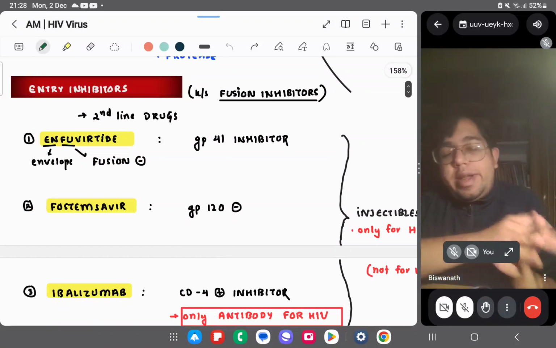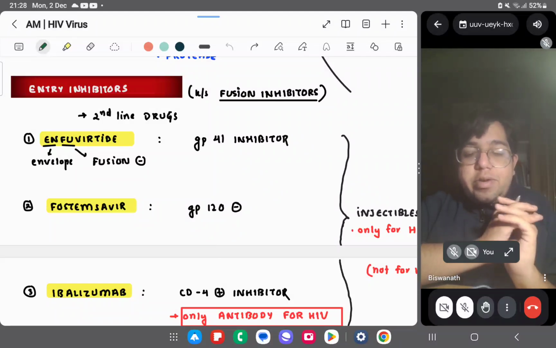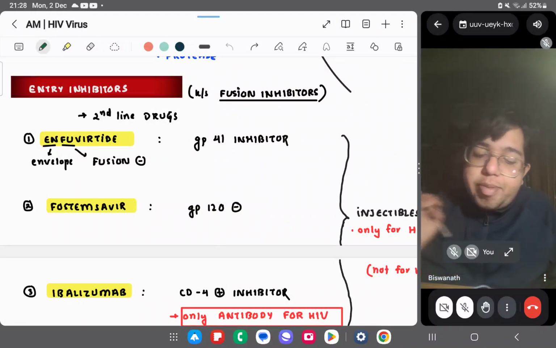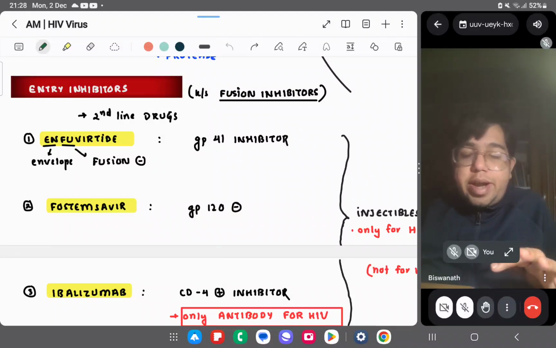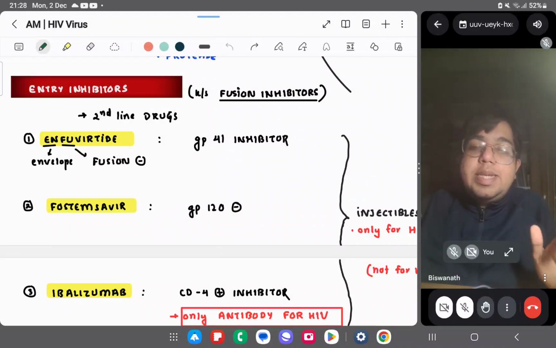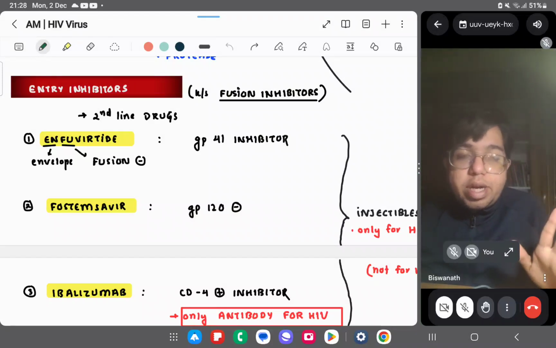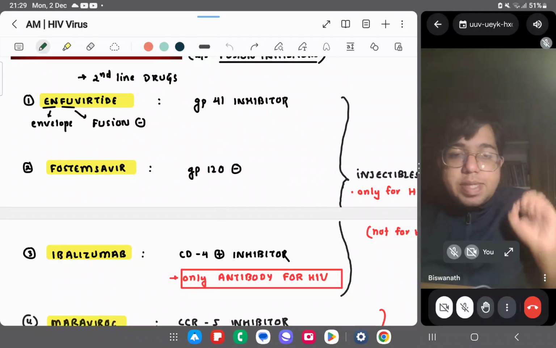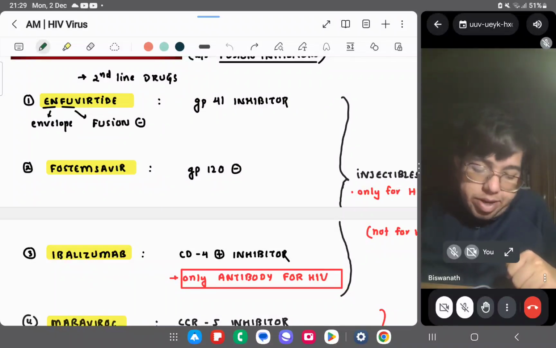Let's come to entry inhibitors. So you can remember the drug enfuvirtide. Enfuvirtide, you can just remember from the name itself. En is envelope, Fu is fusion, virtide. Enfuvirtide is the GP41 inhibitor. Next, you can have fostemsavir. Fostemsavir is the GP120 inhibitor.